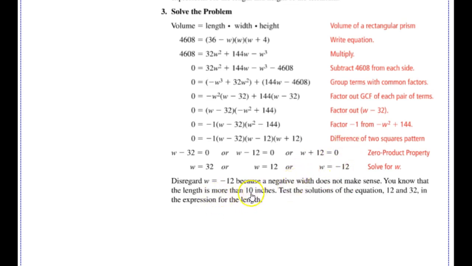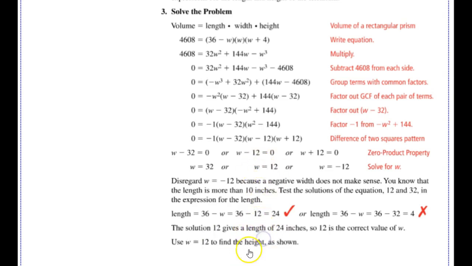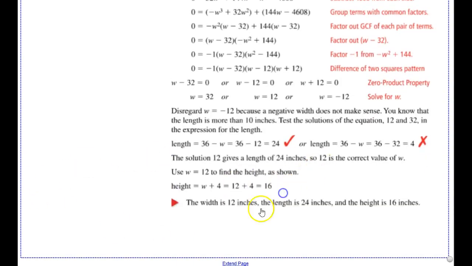I also know that the length is more than 10 inches, so I can test my solutions back in my expression for length. My length expression was given as 36 minus W. So I test both my 12 and my 32 answers, and I see which one works. I notice that only the width of 12 works. So I know that 12 is my value of W. So I know the width is 12. I know now that the length is 24. Now I can use this W as 12 to find the height, because I was asked to find all three lengths of my terrarium. So once I've solved for W, I've found all of the rest of what I was looking for.